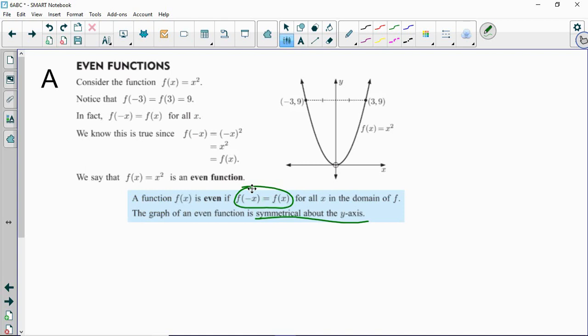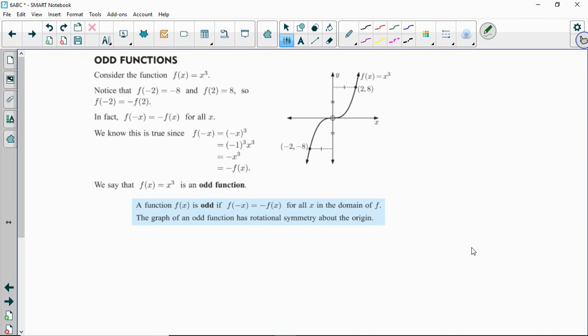There's other functions that are going to be even. A really popular one would be the cosine graph. You know what that looks like, right? That's definitely symmetrical over the y-axis as well, and you can verify for yourself. Put in any x value that you want. Cosine of negative x is definitely the same thing as cosine of positive x.